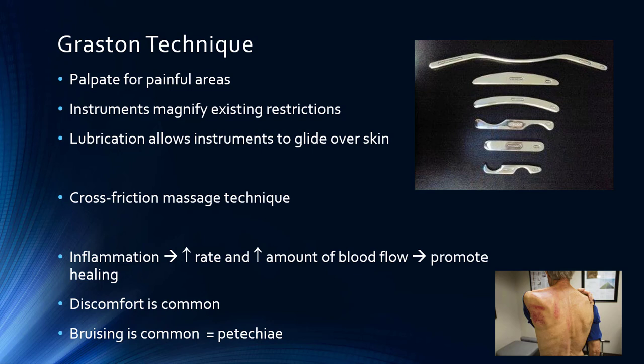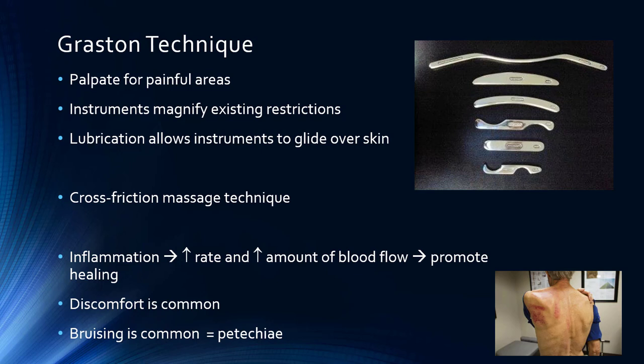A clinician will palpate for painful areas, feeling for unusual nodules, restrictive barriers, or tissue tension. The instruments can help to magnify existing restrictions so that the clinician can feel through the instruments. The instruments can then be used to provide precise pressure to break up scar tissue and to restore normal function. Instruments with narrow surface area at their edge will separate fibers.